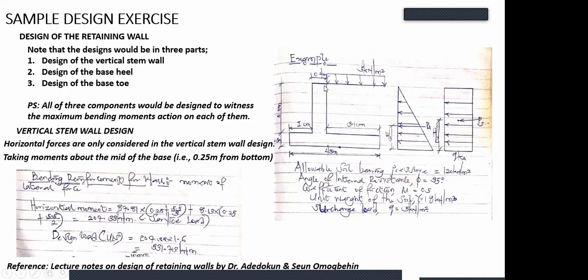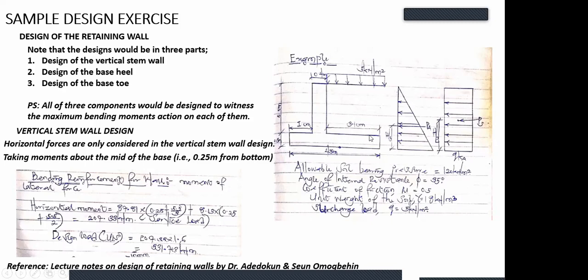Why? Because the vertical stem wall itself stops here. It's stopping at 5.5. So instead of 6/3, we're going to use 5.5/3. So 5.5/3 will be the point of action of PA, that is the horizontal lateral pressure of the earth materials. But don't forget that this still makes you take your H/3 for your triangle.